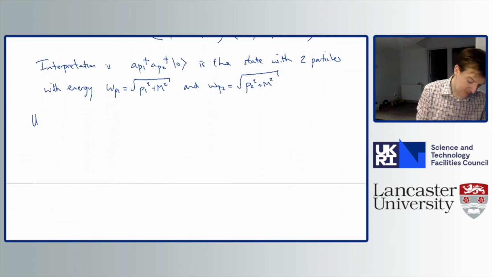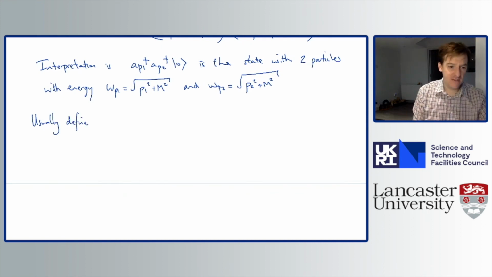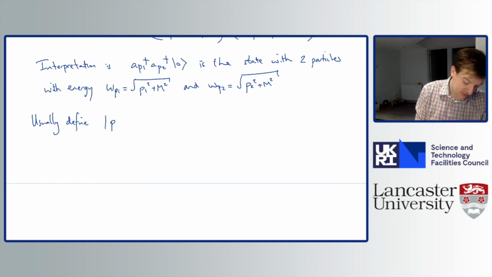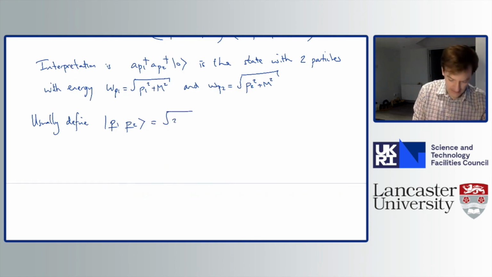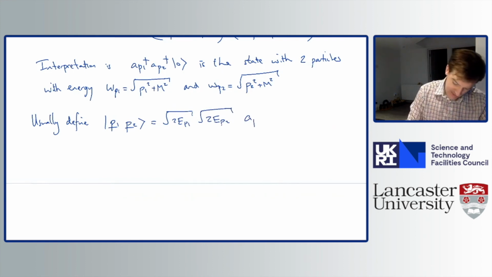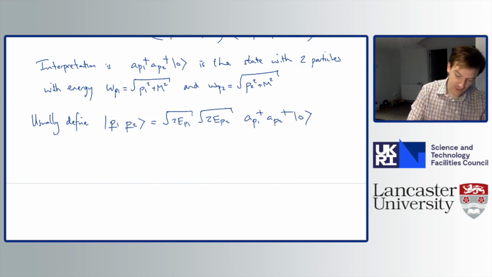As I said, normally we don't work with simply the states with a daggers and 0. Normally we define it with these energy factors so that we end up with Lorentz invariant states. So normally we would define this two particle state as |p1, p2> with a factor of root 2 E_p1, a factor of root 2 E_p2, a_p1 dagger, a_p2 dagger, 0.